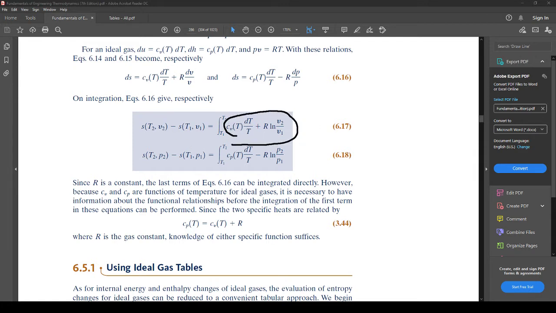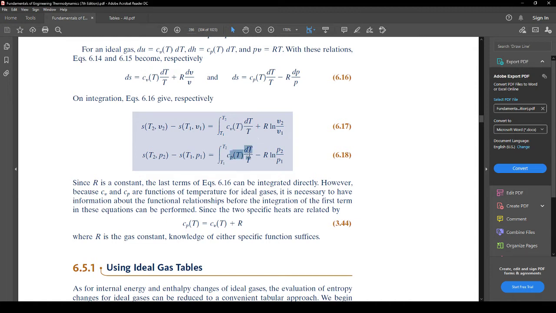Everybody just hold on, because like I said, I know it's kind of a long one. But essentially what it's saying is that delta S between T1, volume 1 and T2, volume 2 is equal to the integral of the specific heat cv(T) times dT over T, plus R ln of V2 over V1.